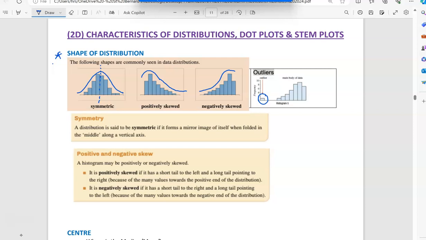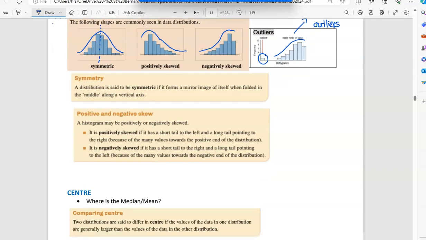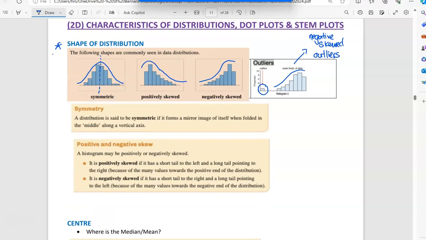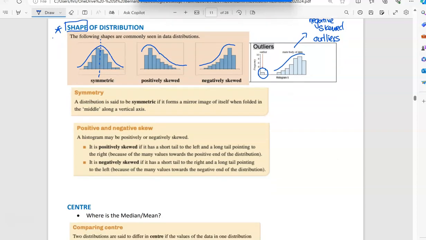So you might want to describe this one as negative skewed with an outlier. They may say negatively skewed or negative skewed. It doesn't matter, we're not going to pull you up on it as long as you say negative and skewed, okay? So there are our different shapes. When we're describing, shape is one thing that we talk about. Shape could be symmetric or positive or negative skewed, with or without outliers.